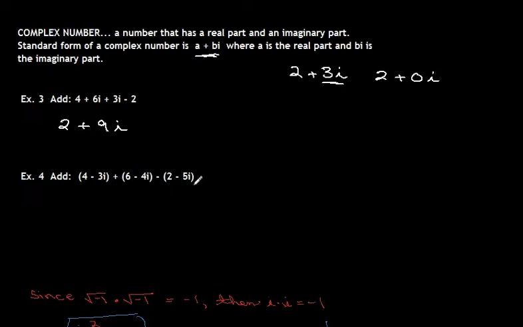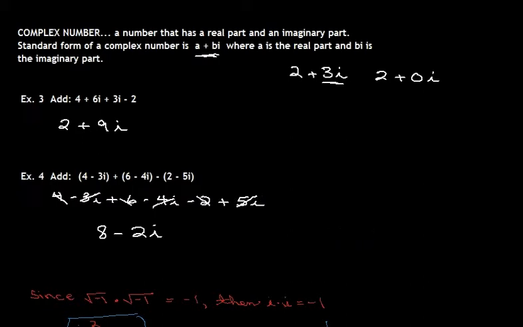Now this one's a little bit more complicated. First you have to distribute everything. So you get 4 minus 3i, we get rid of our parentheses, plus 6 minus 4i, minus 2 plus 5i. So here, again, the real part goes first. That's your a part. So we have 4 plus 6 is 10, minus 2 is 8. And then add your imaginary part. So we have negative 3, negative 4 is negative 7, plus 5i would be negative 2i. That's that. That's kind of fun, isn't it?